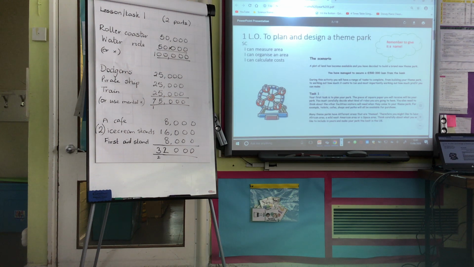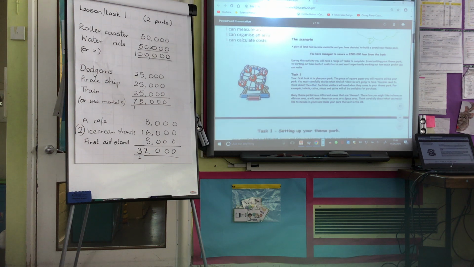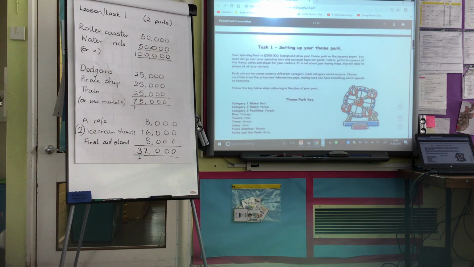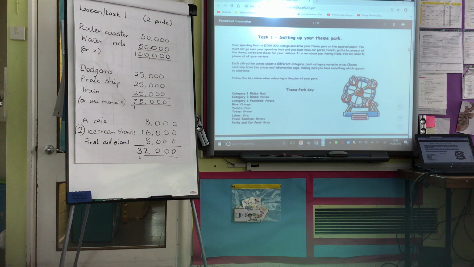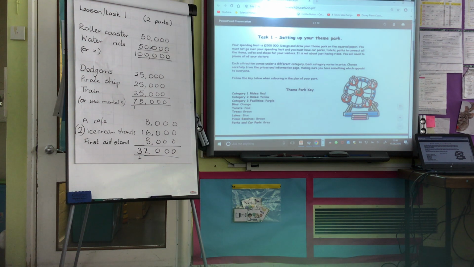So you've got to plan and design your theme park. You've got £50,000 from the bank. Okay, you will need to read the instructions carefully. So you have to decide what you are going to put into your theme park. You can't spend more than £500,000, and these are the categories you're going to use.